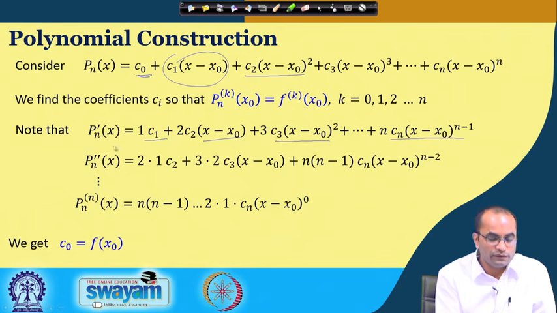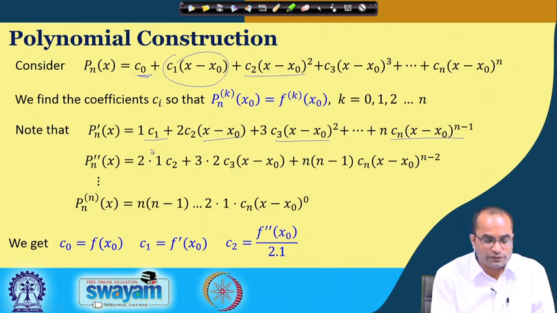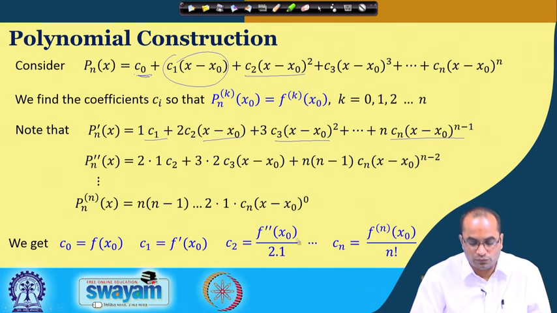The second, when we substitute in the first derivative, we will get c 1 as the first derivative of the function at x 0. Then c 2 again from this condition: we will get the second derivative at x 0 divided by factorial 2. And then c n will be the nth derivative at x 0 divided by factorial n.